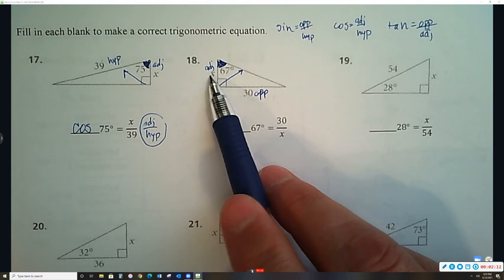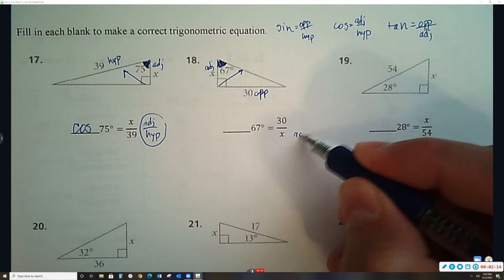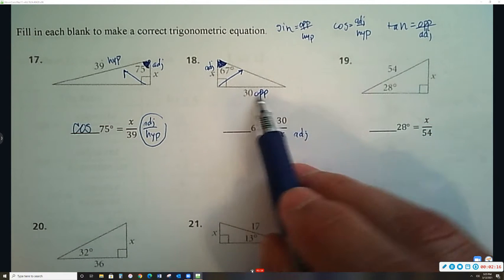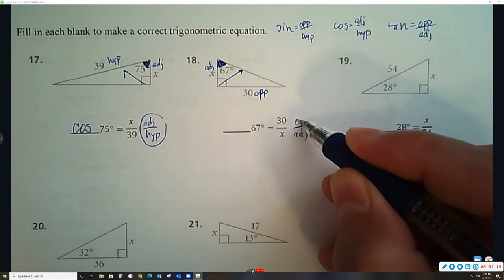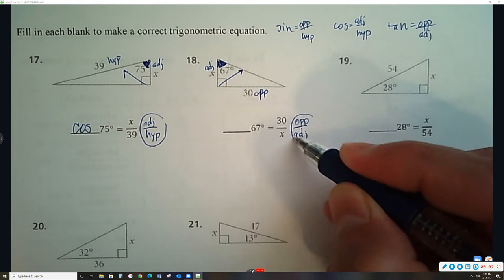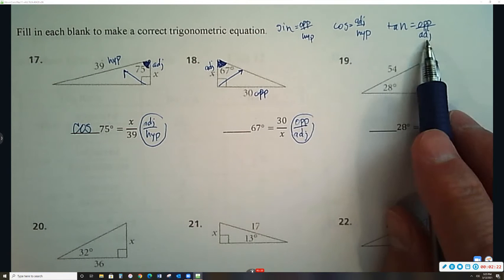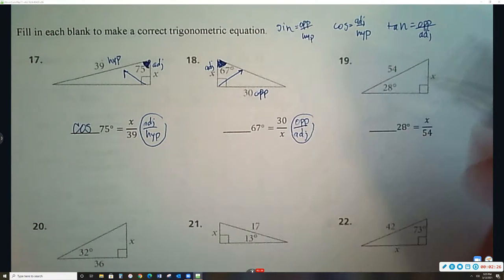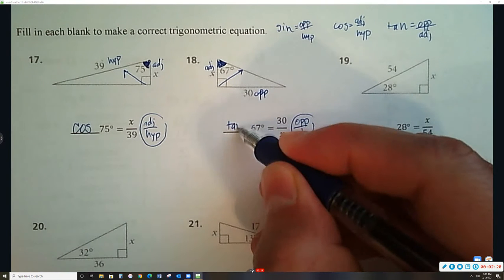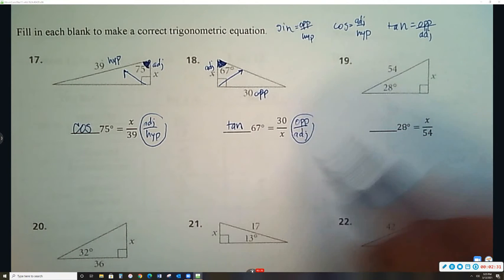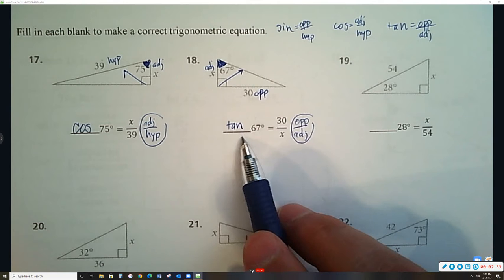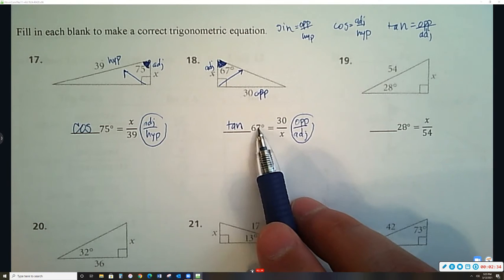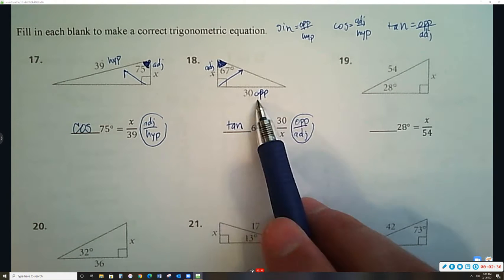So I know x is the adjacent side. I'm going to put adjacent down here. And then 30 is the opposite side, so on top we have 30. So opposite over adjacent, that's this one. That's tangent. Okay. So I know we're using the tangent trig function. So tangent of 67 degrees is opposite over adjacent.